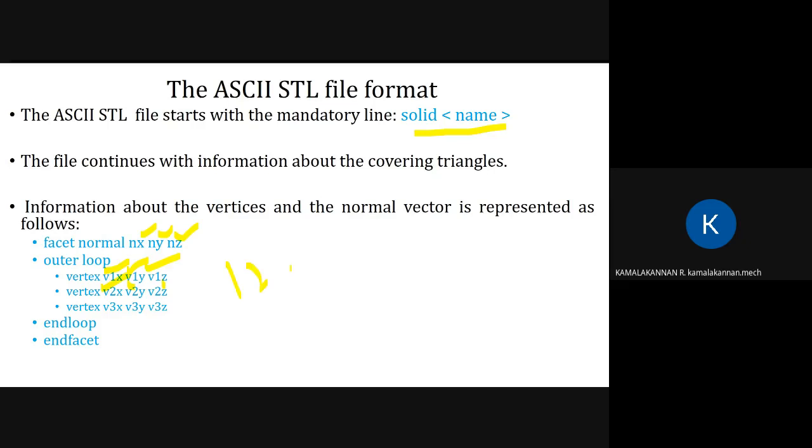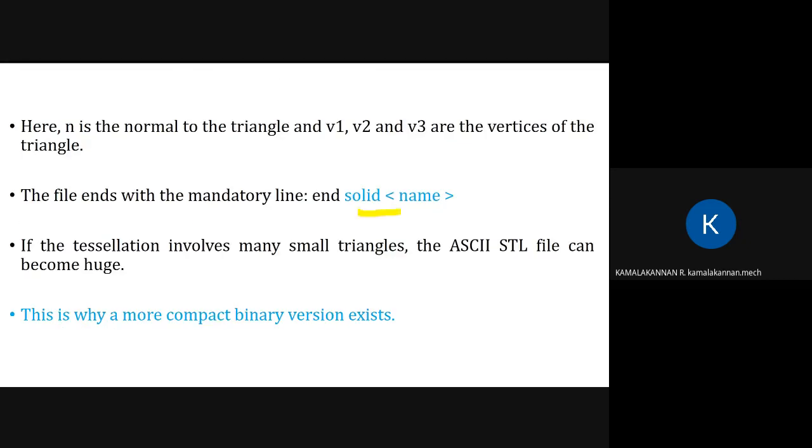So what happens after that? It will end. What happens is it needs many small triangles and it will need more data. So to make that compact, we have a binary version.